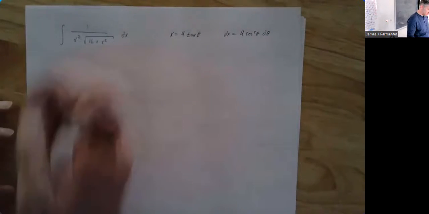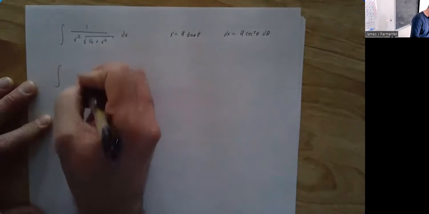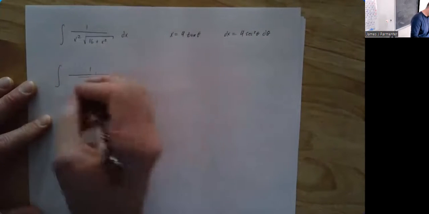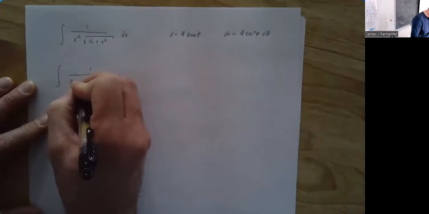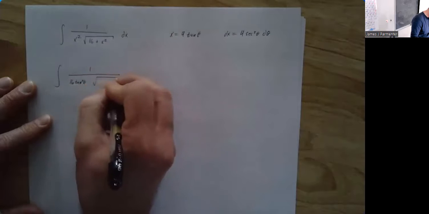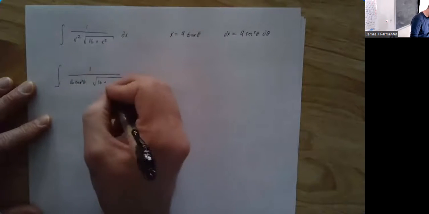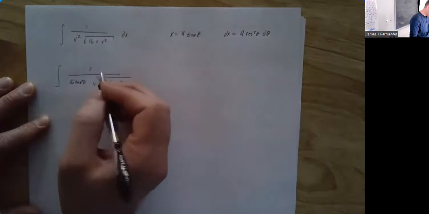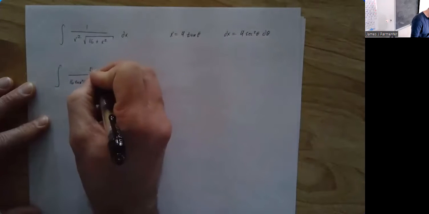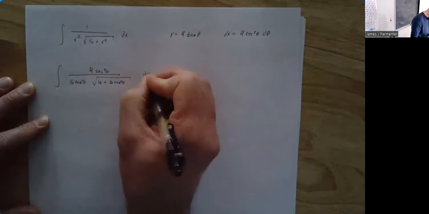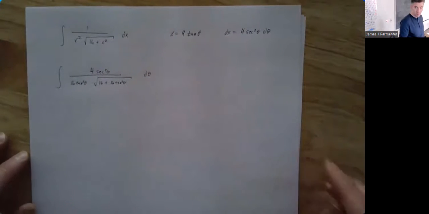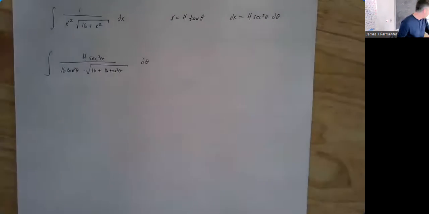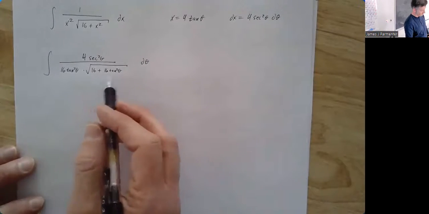So then when I start throwing things in here, I'm going to have the integral of 1 over, so x squared is going to be 16 tangent squared theta, times the square root of 16 plus x squared, which is 16 tangent squared theta, plus 16. And then my dx is 4 secant squared theta d theta. Once again, the whole point of doing this trig substitution is so that we can see that the inside of that square root is going to simplify. I can factor out the 16.